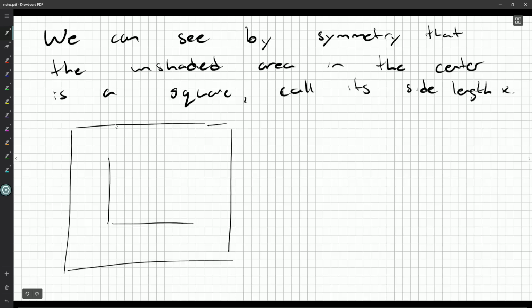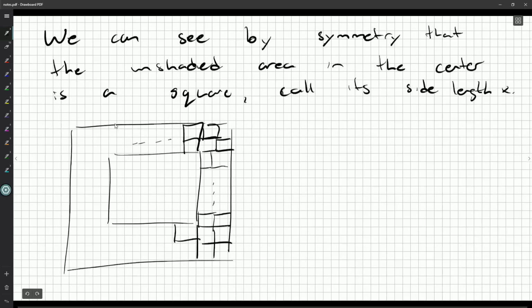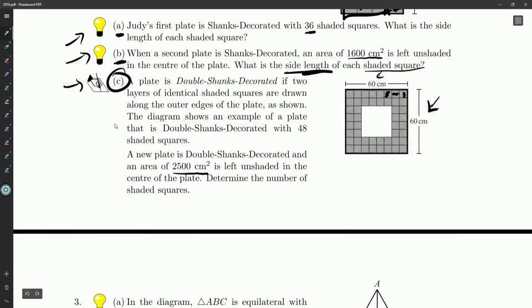So we got the unshaded area. And then what I'm going to do is draw just a couple little squares here. Notice that in the corners you don't get 1 square, you'll actually get 4 squares. So I'll just draw part of a picture. Okay. So this is X. I'm going to call... Oh, wait. Do we need the unshaded... Oh, no, we want to determine the number of shaded squares.